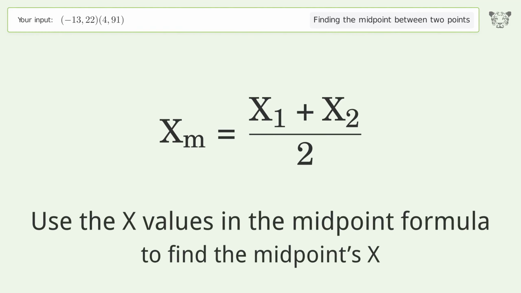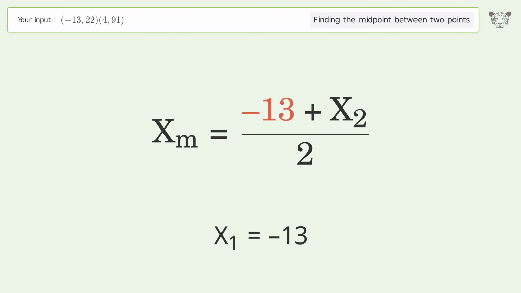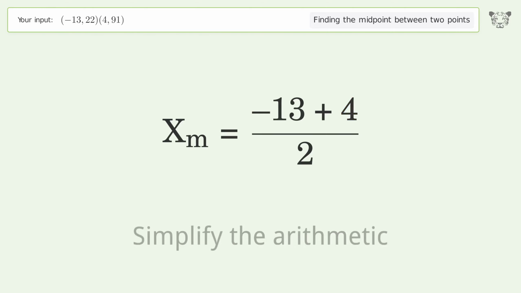Use the x values in the midpoint formula to find the midpoint's x. x1 equals -13. x2 equals 4. Simplify the arithmetic.